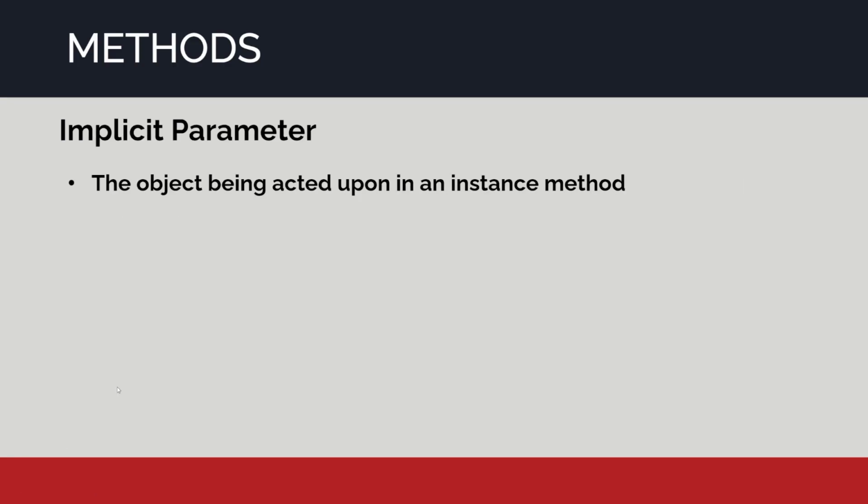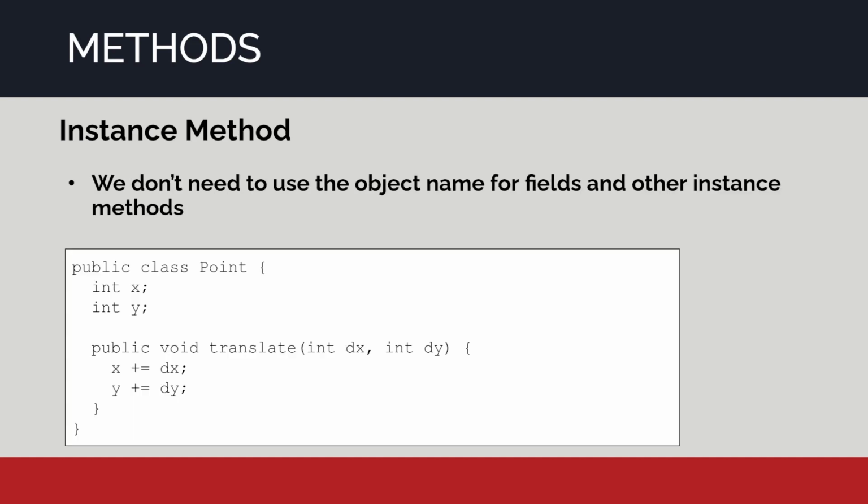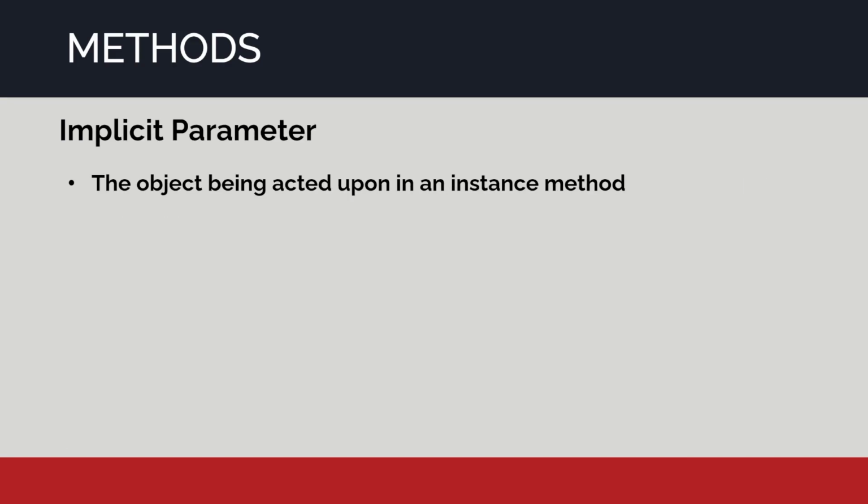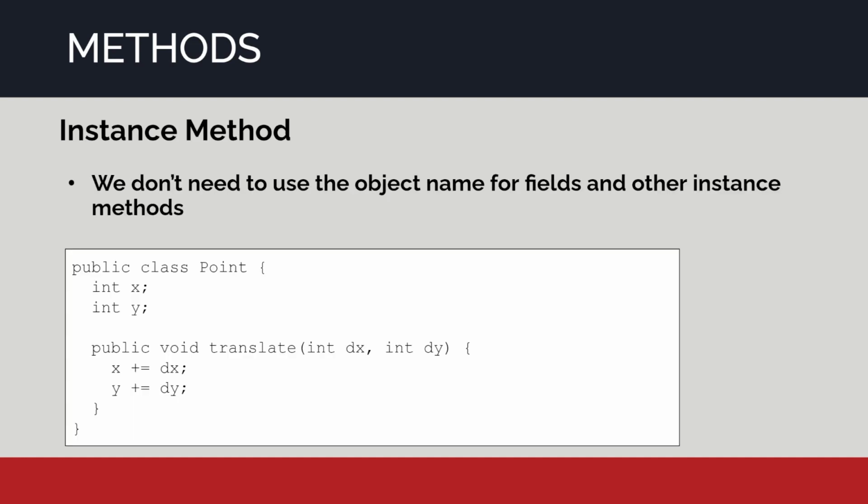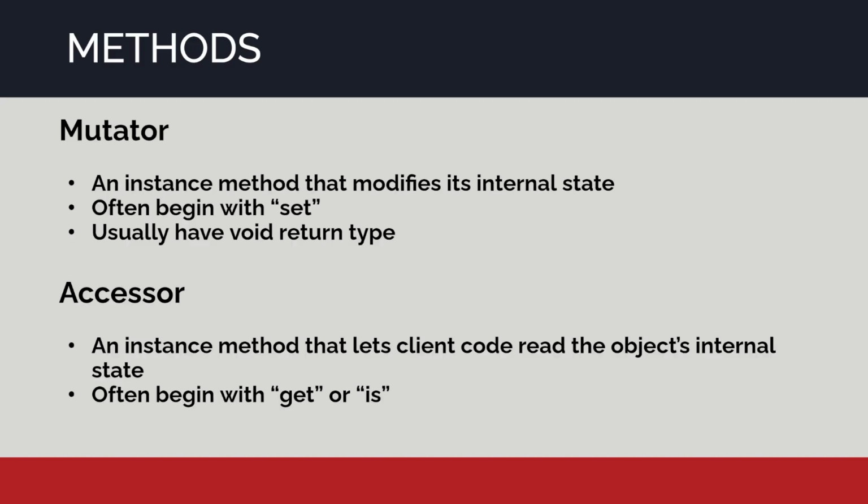But there is a parameter there. When we're saying x and y, you can imagine there's a ghost parameter in front of it, something dot x, something dot y, an invisible point reference, and that's called the implicit parameter. You don't have to memorize this, it's just useful information. It's the object being acted upon in an instance method. So which x, which y? Well, it's the current x, the current y. That's the implied parameter.